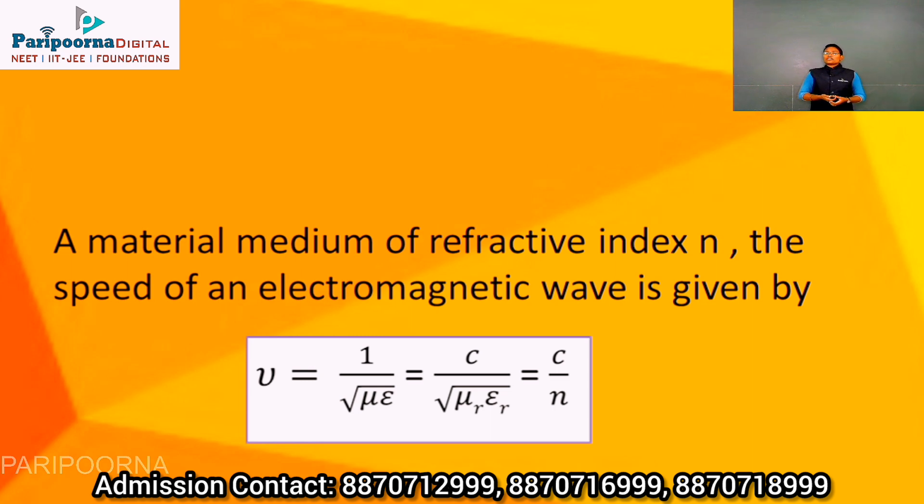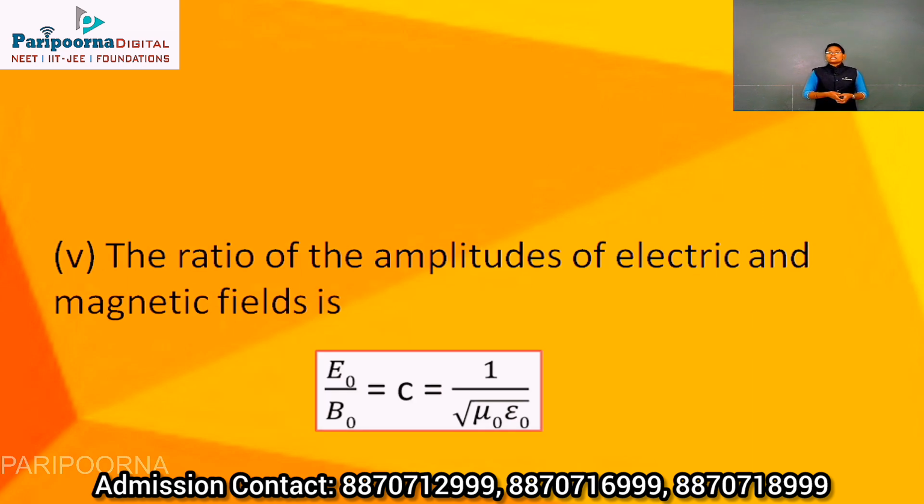Next, in a material medium of refractive index n, the speed of the electromagnetic wave is given by v equal to 1 by root of mu epsilon, that is c divided by root of mu_r epsilon_r, which is nothing but c by n, where n is the refractive index of the material. The next property is the ratio of the amplitudes of the electric and magnetic fields: E naught by B naught is equal to c, and we know the value of c, which is 1 by root of mu naught into epsilon naught.